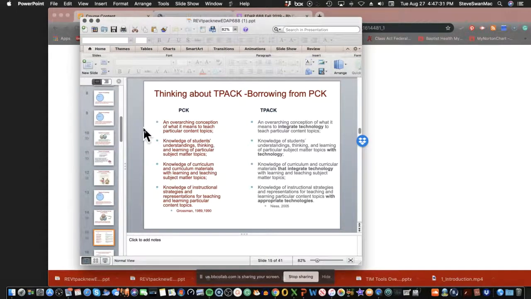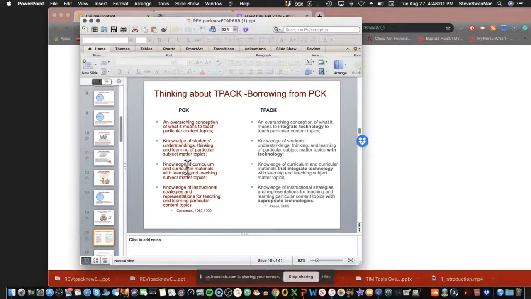In PCK we have an overarching conception of what it means to teach particular content knowledge, in other words, you know what you're doing. In the TPACK world, you know what you're doing, but you also know how to integrate technology. And so you go down through here: knowledge of students' understanding, thinking, and learning of particular subject matter topics, and knowledge of students' understanding, thinking, and learning of particular subject matter topics with technology.